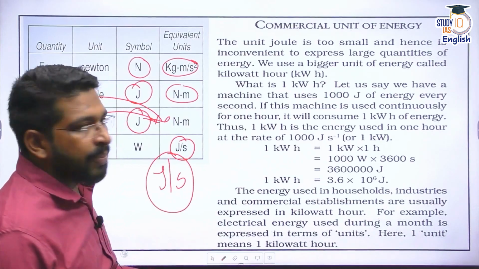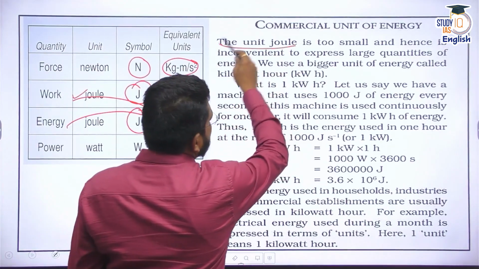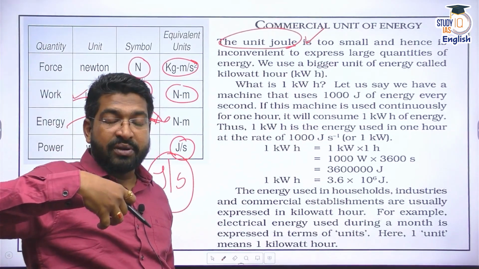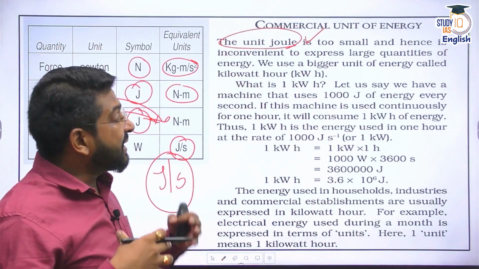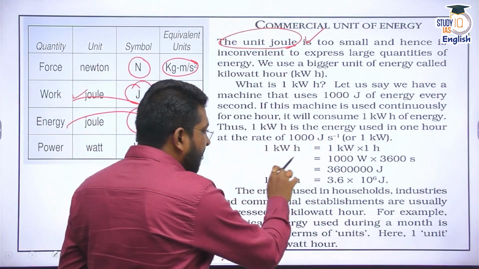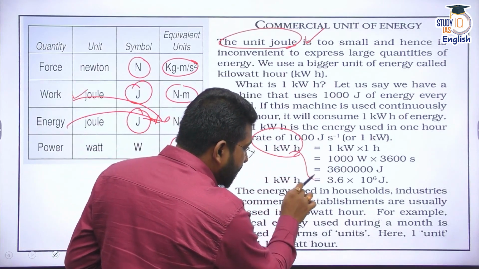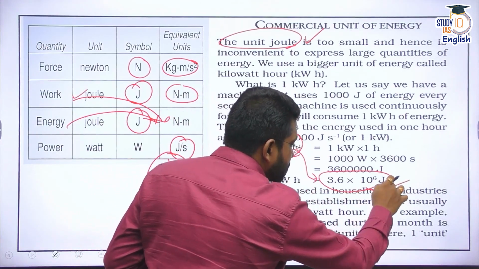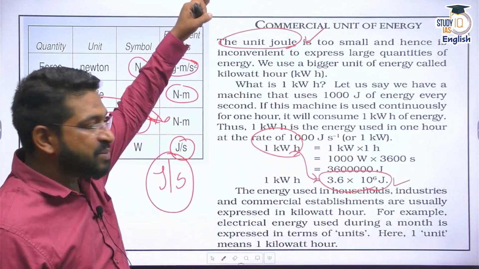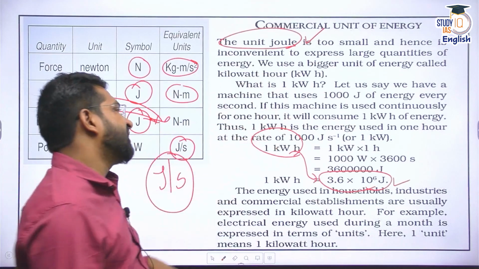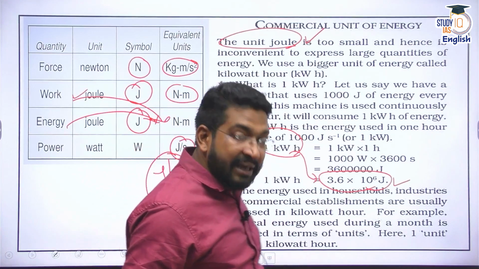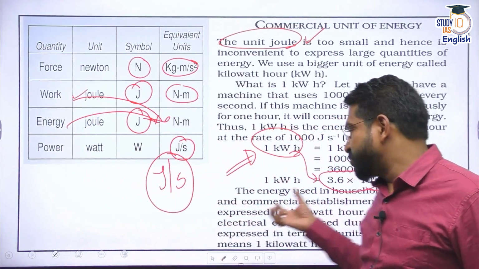Now why do we do it? Because the unit joule, the unit of energy or work done, is very small. And in general, when we consume energy or power, we do it at a very extensive rate, meaning 1 kilowatt hour of energy is equal to 3.6 into 10 to the power of 6 joules. So if I keep on calculating power in joules, the unit becomes very, very large. It becomes extraordinarily large. That's why we have created one more unit called kilowatt hour. How much amount of work is done in an hour, or how much power is consumed in an hour.